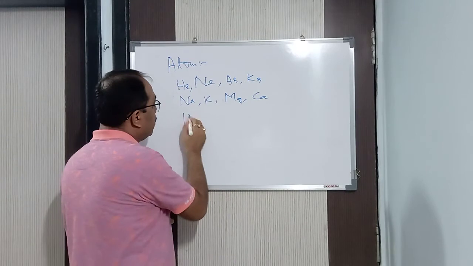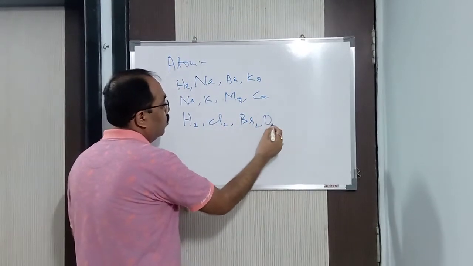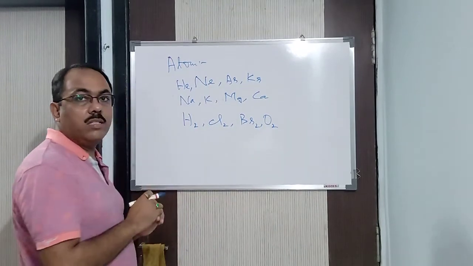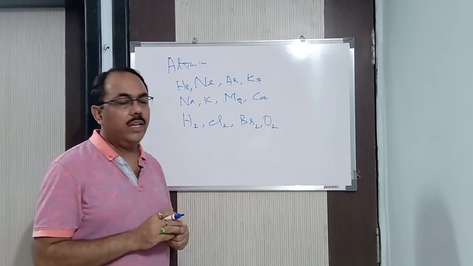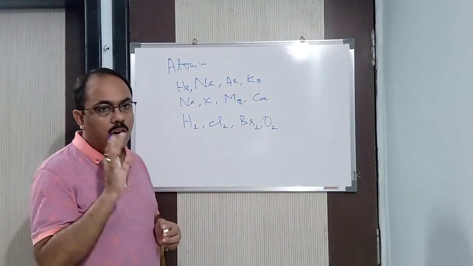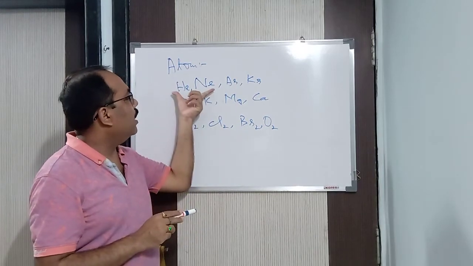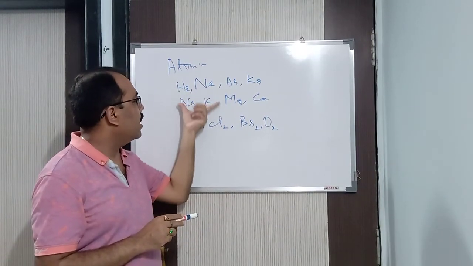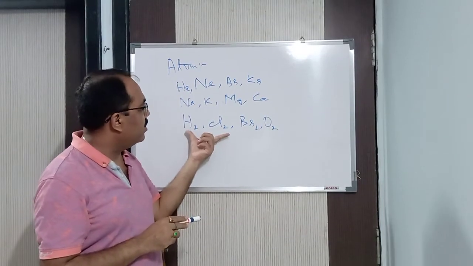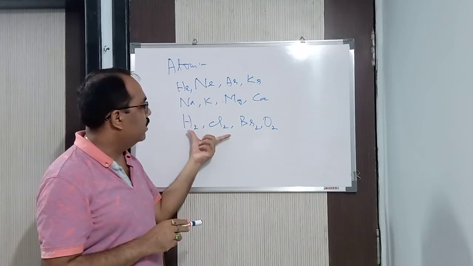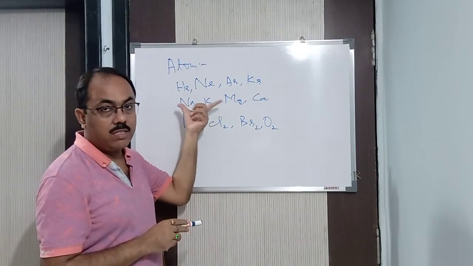But in case of gases like H2, Cl2, Br2, O2, it does not exist independently. Here we are writing the molecular state, so it exists as a molecule, not as an atom. Here you can see the smallest part of an element is an atom. Here the smallest part of that particular element is a molecule. So here the atom does not exist independently, and here it exists independently. Got it now? Where it exists and where it does not?